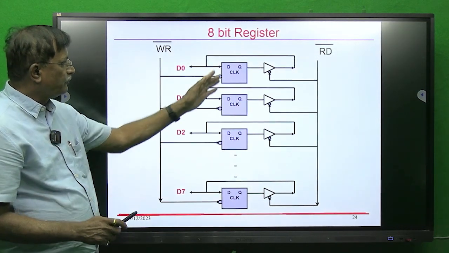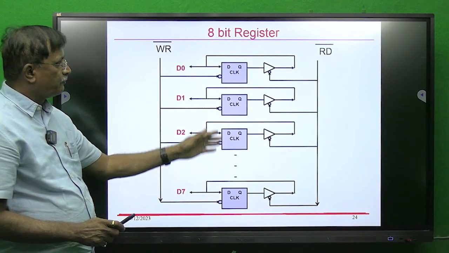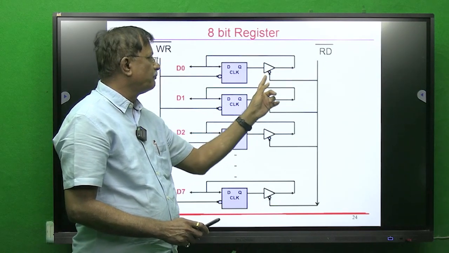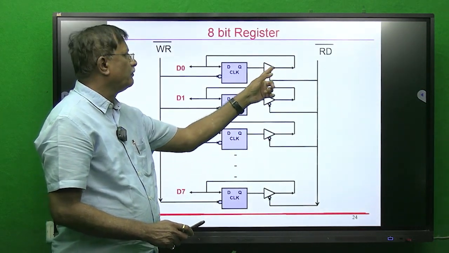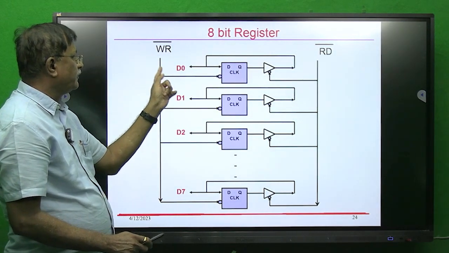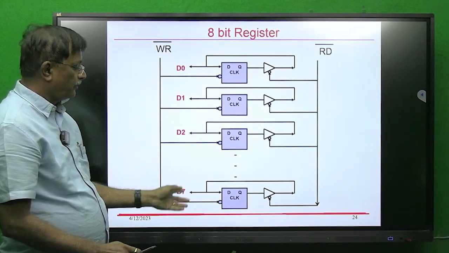And whenever the processor wants to read this 8 bit number, it can do so by giving 0 on this line, so that these buffers are enabled and data will be transferred back to the processor. So the processor can read this data via D0, D1, D2 up to D7.